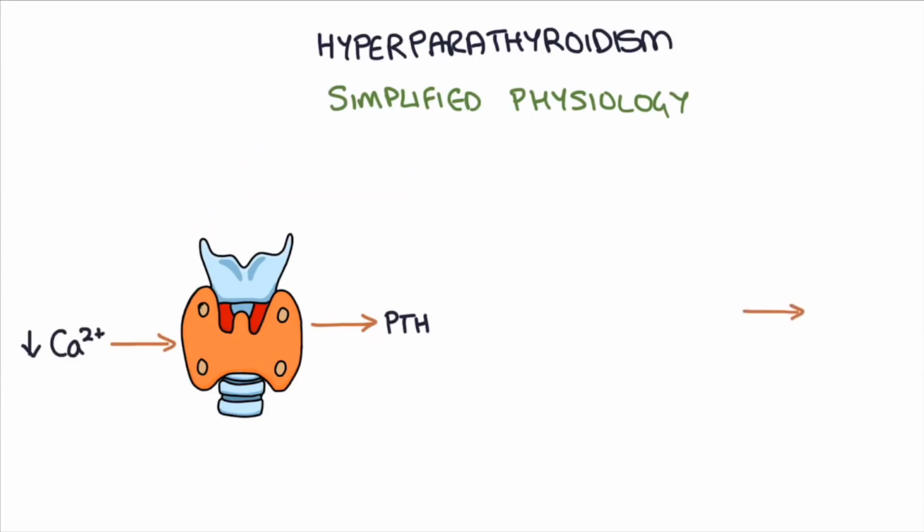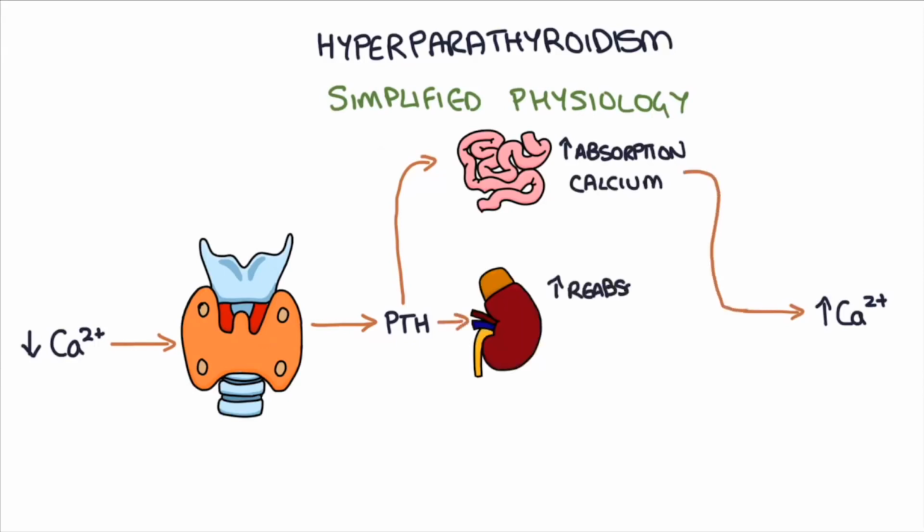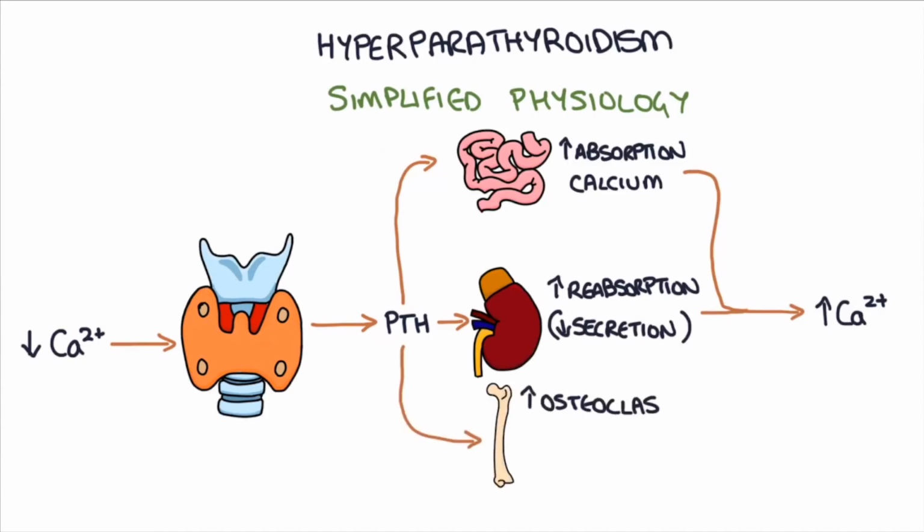Parathyroid hormone acts to raise blood calcium level by increasing the absorption of calcium from the intestines, increasing the reabsorption of calcium in the kidneys, basically reducing how much is secreted in the urine, and increasing the osteoclast activity in the bones. Now remember that the osteoclasts are responsible for breaking down the bones and releasing calcium into the blood.